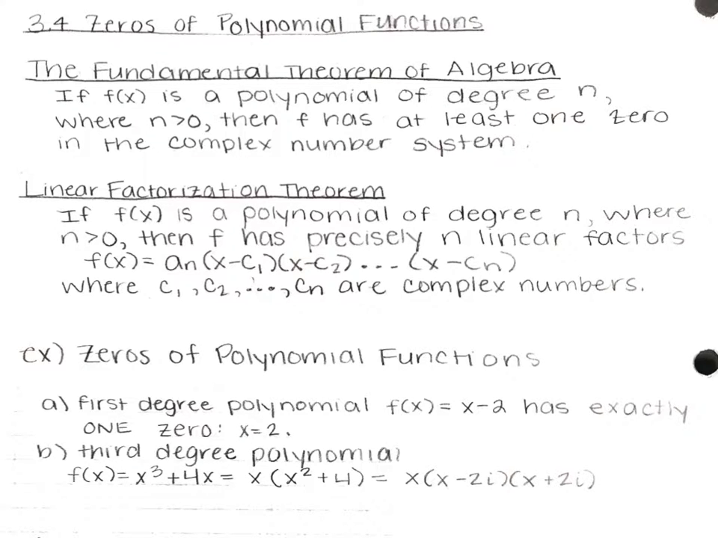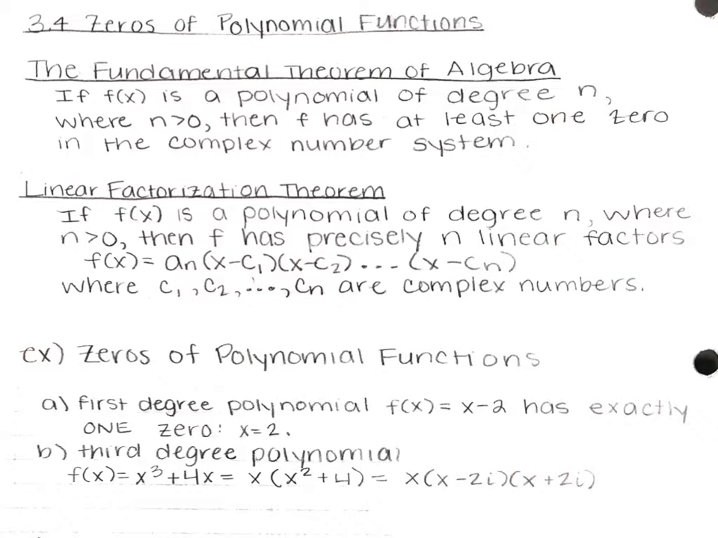Right, so in this video, we're going to take a look at zeros of polynomial functions. The first thing we need to look at is the fundamental theorem of algebra, which says if f of x is a polynomial of degree n, where n is greater than 0, so you have to have at least a linear function, then f has at least one zero in the complex number system.